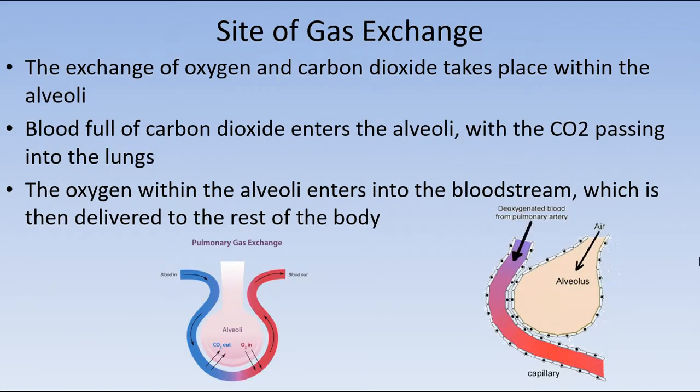To do this, we have to do gas exchange, which we said takes place within the alveoli. So blood that contains the CO2 will enter the alveoli tissue, allowing it to pass into the lungs, and then it will leave the body when we breathe it out. At the same time, the oxygen that we've already breathed in that's present in the lung tissue will enter into the bloodstream and travel to the rest of the body.